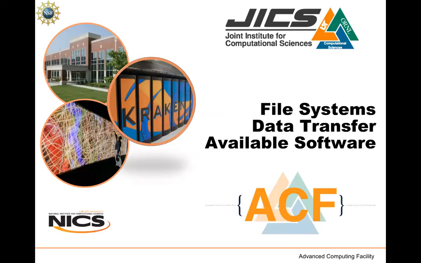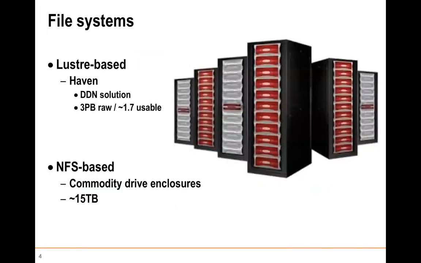Today we'll be talking about file systems and data transfer and then available software. So to get started, let's start talking about the file systems that we have in the ACF. Our largest file system is the Haven system. It's 3 petabytes raw, and by the time you format it, it's about 1.7 petabytes of usable. That's 1.7 quadrillion bytes worth of usable space on the machine.